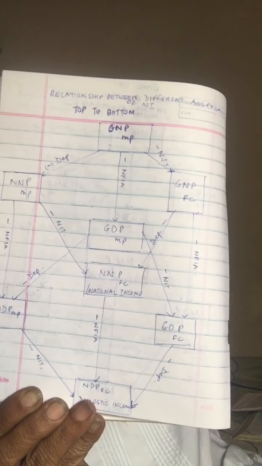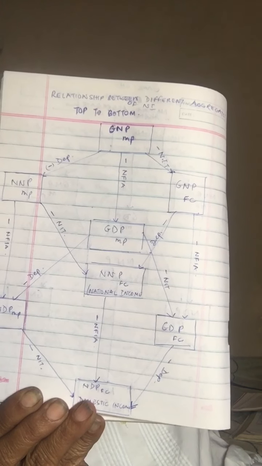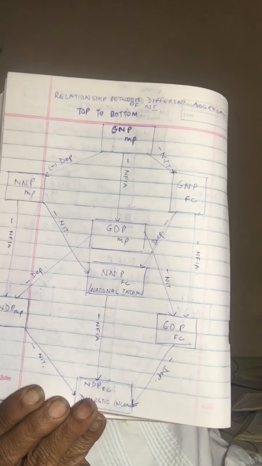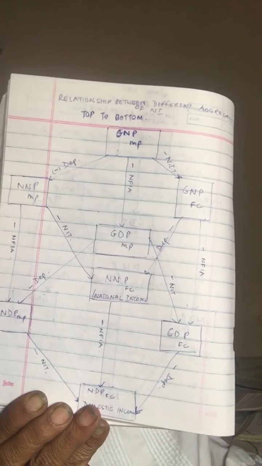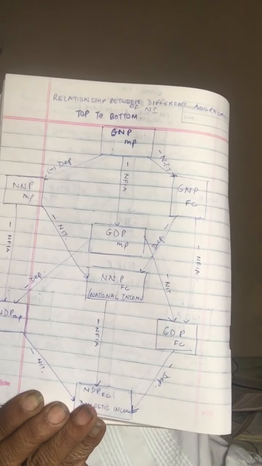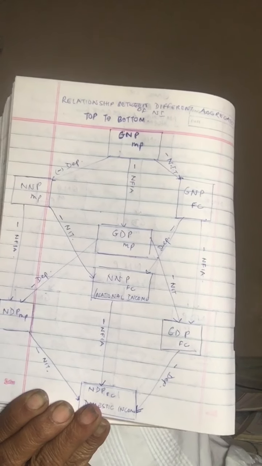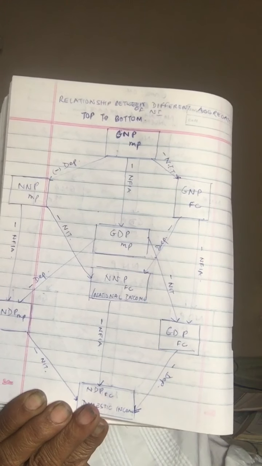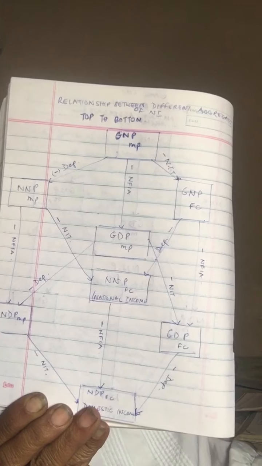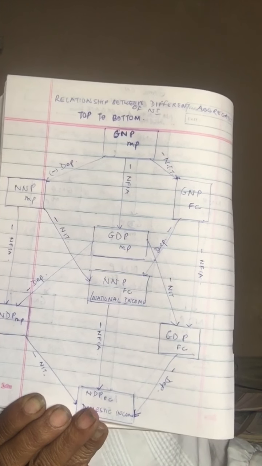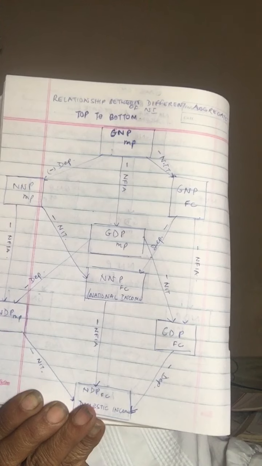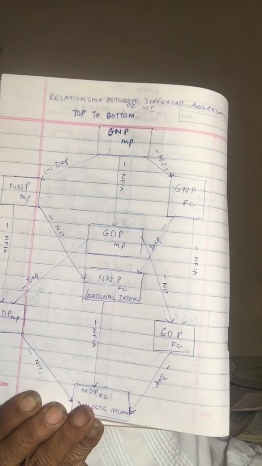Let's take the other side. Gross national product at factor cost. Suppose you want to go from net national product at market price to net national product at factor cost. You minus net indirect tax. Here we have gross and net: gross national product at factor cost to net national product at factor cost. From gross to net, you will minus depreciation. And from net national product at market price, see the straight arrow, you want net domestic product at market price. So what will you do? You will minus net factor income from abroad, because you want to go from national product to domestic product.